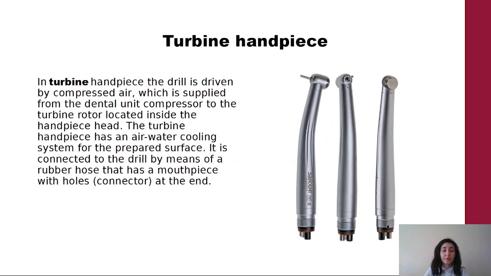Turbine handpiece. In the turbine handpiece, the drill is driven by compressed air, which is supplied from the dental unit compressor to the turbine rotor located inside the handpiece head. The turbine handpiece has an air-water cooling system for the prepared surface. It is connected to the unit by means of a rubber hose that has a mouthpiece which holds the connector at the end.